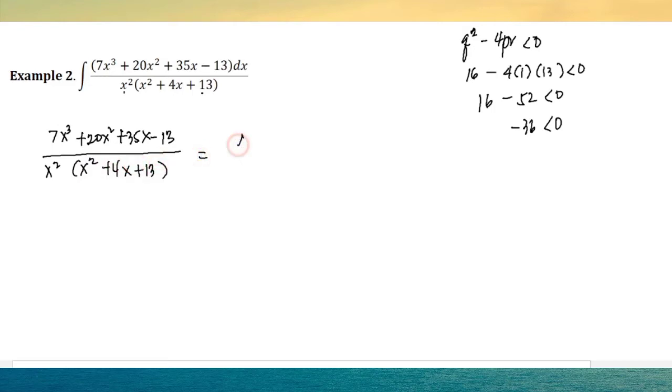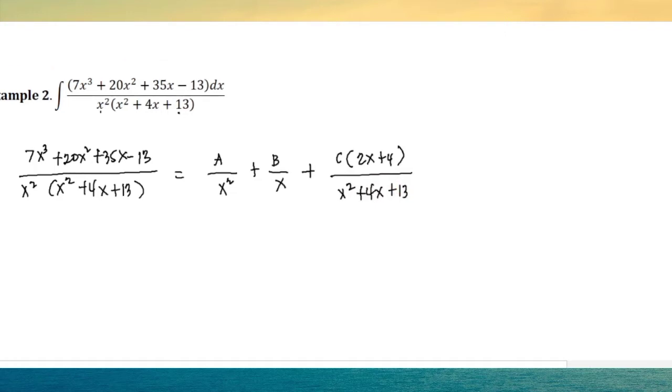This is equal to A over x squared, since this is a repeated linear factor, plus B over x, plus for the quadratic factor, that is C multiplied by the derivative of the quadratic, that's 2x plus 4, over x squared plus 4x plus 13, plus D over our quadratic factor, x squared plus 4x plus 13.